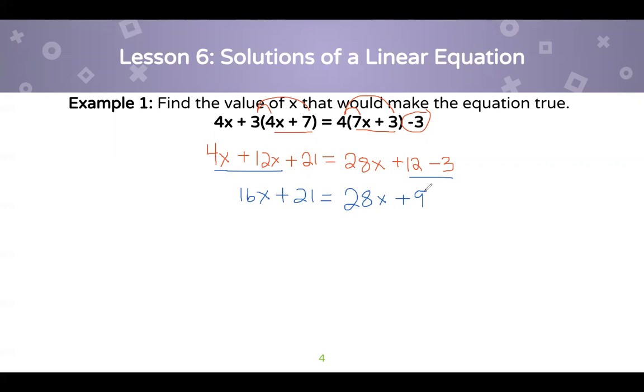Now I can start solving the equation, which is what we practiced yesterday. Remember, my goal is to get x alone, right? I want my answer down here to look like x equals some number.